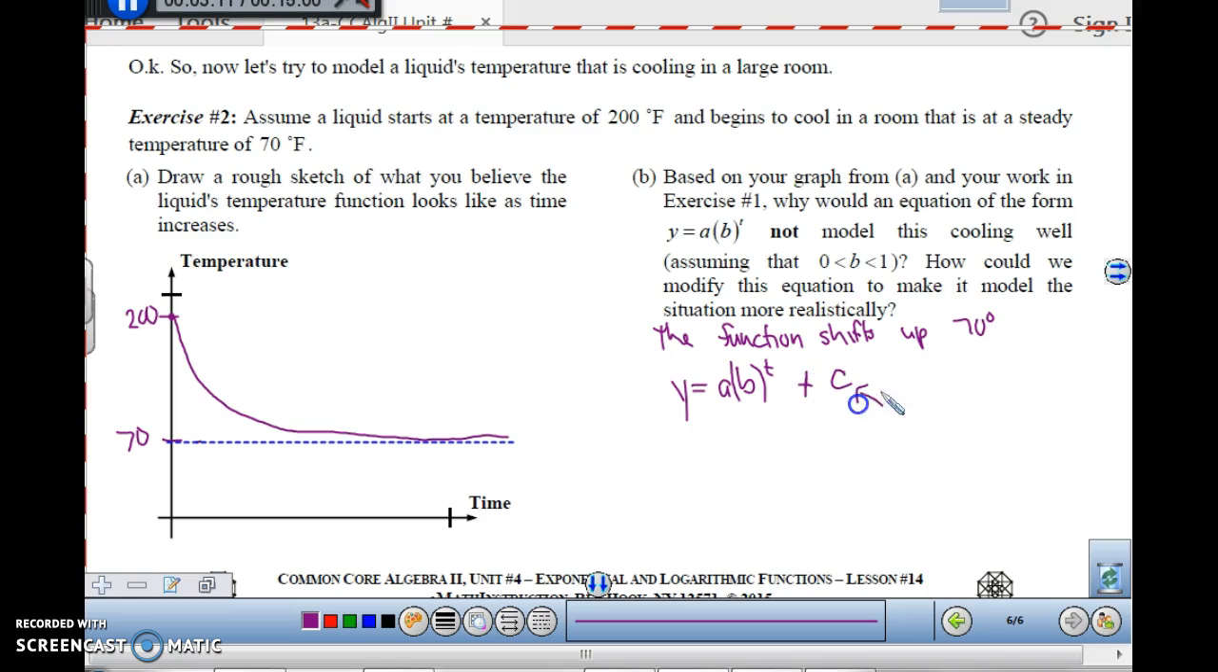So this is going to be the shift up, because that affects the y-intercept out here. Instead of being down like this, it's going to shift up to 70 degrees. So that's where the C comes in, because that's where the shift would be.